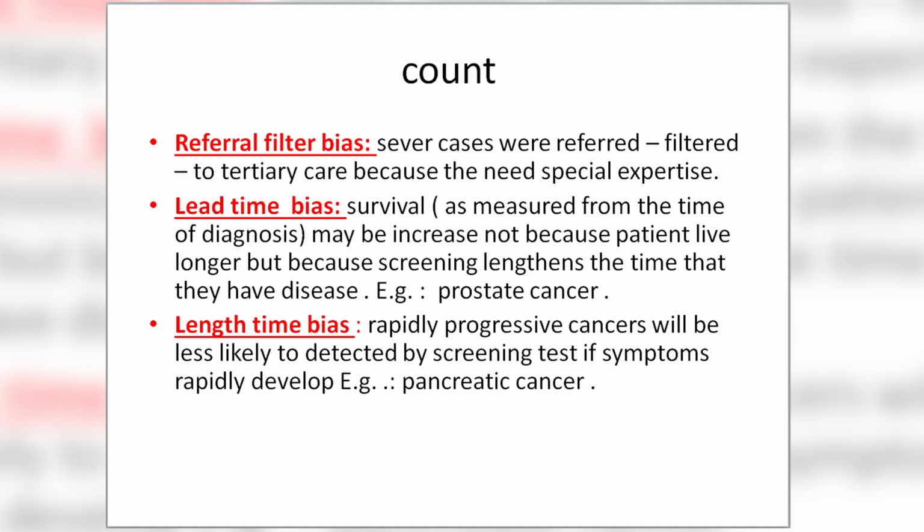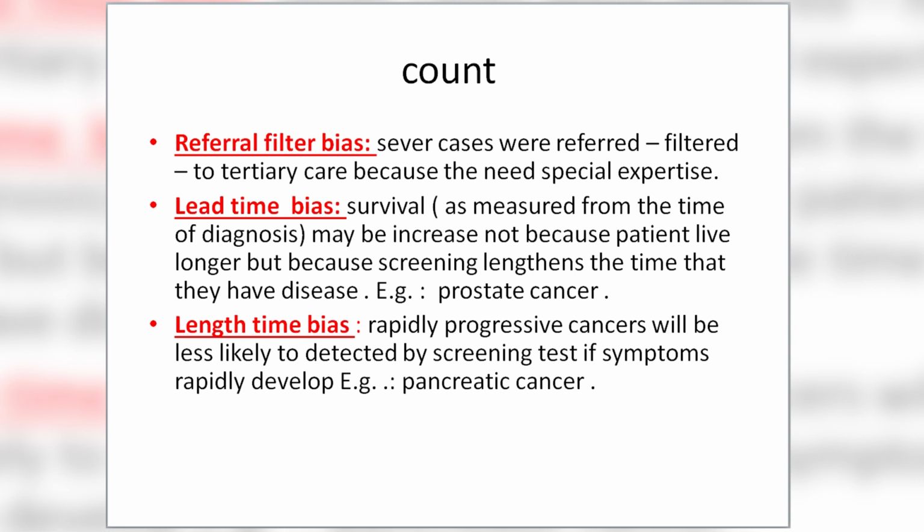Referral filter bias. As I told you, severe cases will be filtered and referred to the tertiary care because they need special expertise. In the prognostic paper, to avoid the bias, we need to choose the patients from the community at an early stage of disease. Don't take the patients from a tertiary hospital when the disease and outcome have already happened. Take the patients from your community, from primary care, from the ER, okay, to avoid referral filter bias.